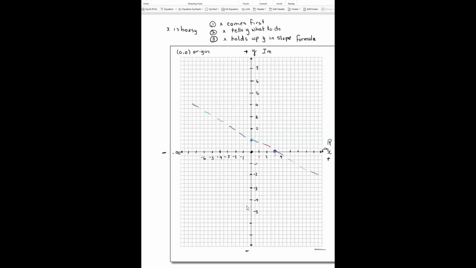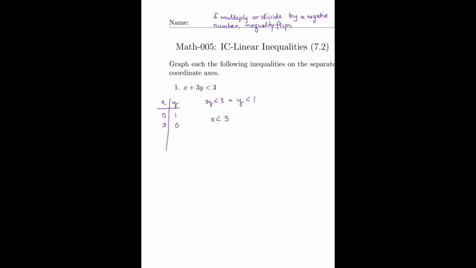Now, we're going to shade the part that that statement is true for. We've got our dashed line that tells us the barrier. You could also have a solid line, and that would give us our barrier in that case. Now we need to figure out which side is our solution. The way we go about doing that is, I'm going to go back to my problem and pick a point that's not on my line. I'm going to pick 0, 0, just because it's easy, and plug those in. So 0 as x plus 3 times 0 is less than 3.